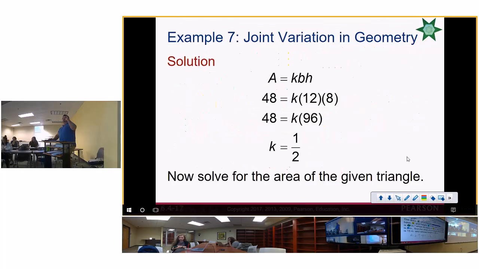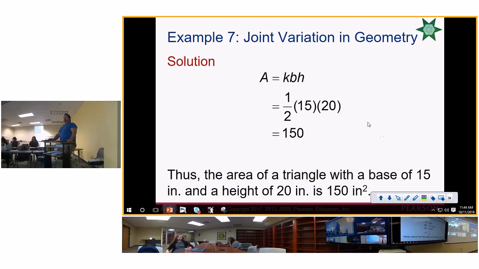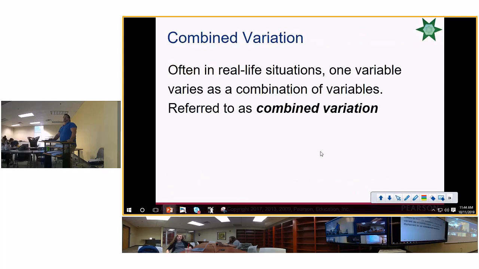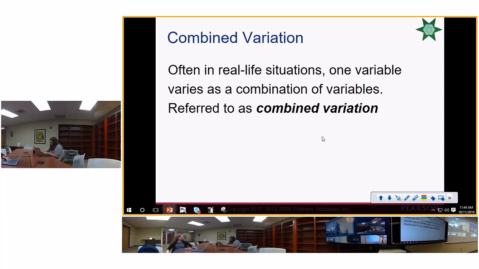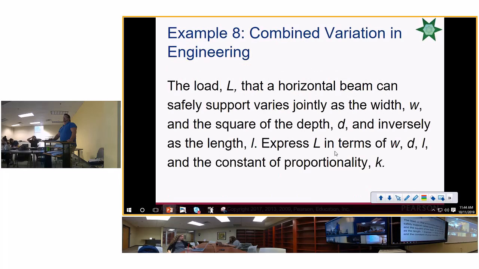Next, there it is. K is equal to 1/2. And let's see if we got it right. 150. Combined. Sometimes we can combine them.